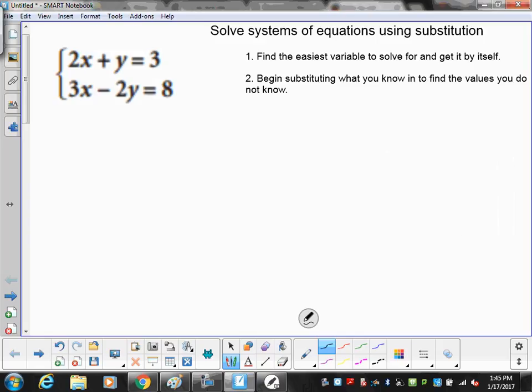All right, here we go. Solving systems of equations using substitution.